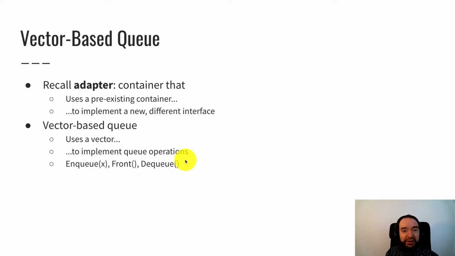The previous video did a linked list based queue. We used a singly linked list to implement the queue. That turned out to be pretty short and sweet and simple. It turns out that the vector based queue is quite a bit more complicated. We'll see why that is.